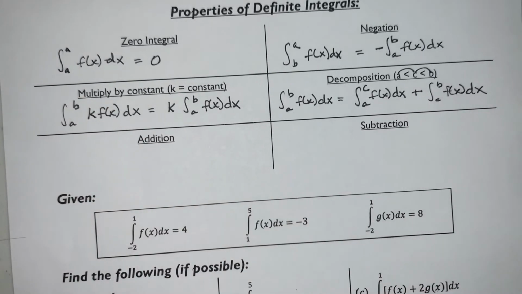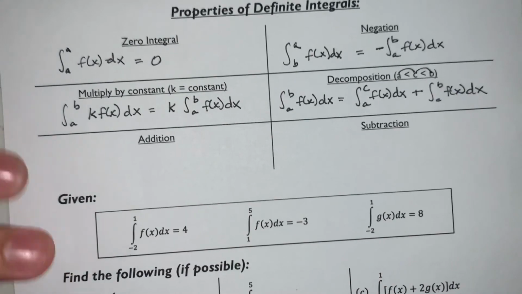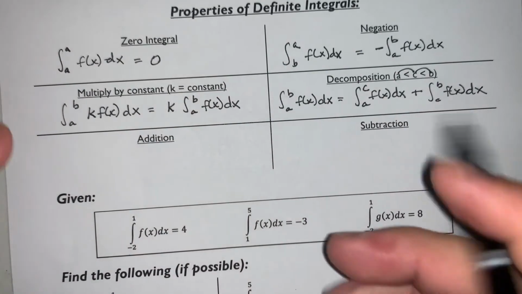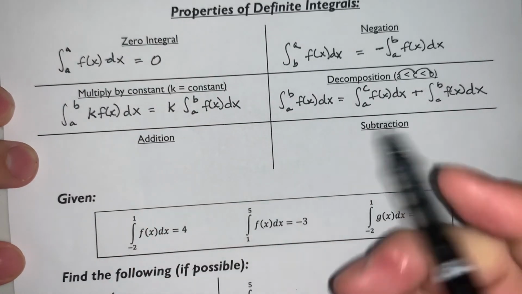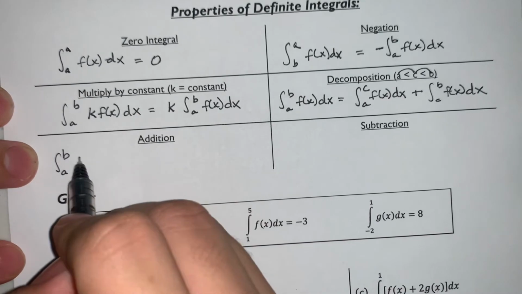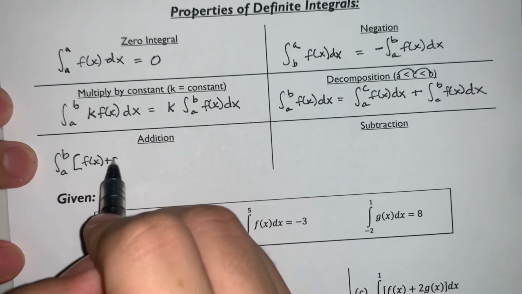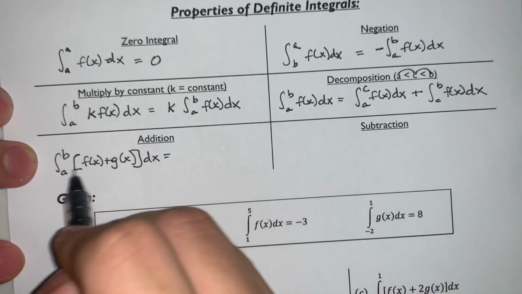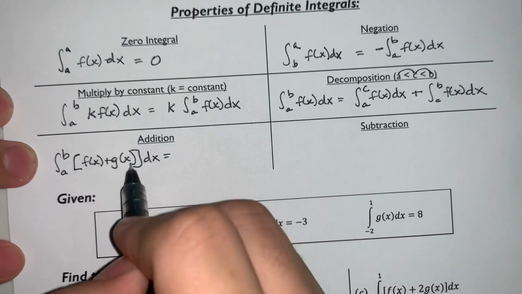The addition rule can be helpful. It's not always necessary, but I've seen problems where it's much easier to break apart your integral into pieces and look at each one separately. If I have the integral from a to b of two functions added to each other, let's say f of x plus g of x dx, then you can break that apart and take the integral of each one separately.